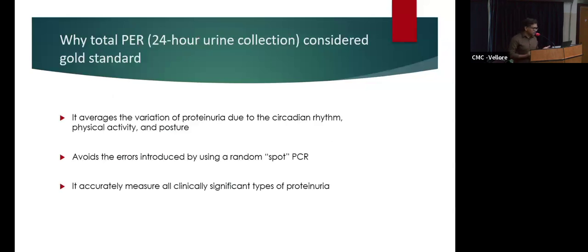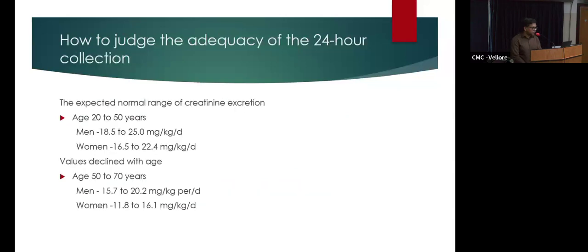Why is it considered the gold standard? Because it averages the variation of proteinuria due to circadian rhythm. As I told you, in the evening, because of prolonged static posture, the proteinuria increases, and because of physical activity in a posture, the proteinuria increases. So it matches with the circadian rhythm and activity. It avoids the errors introduced by using spot PCR and accurately measures all clinically significant types of proteinuria.